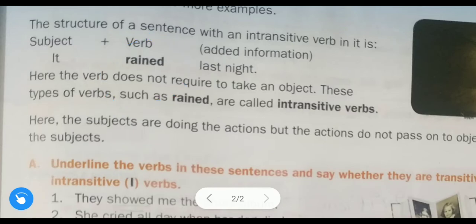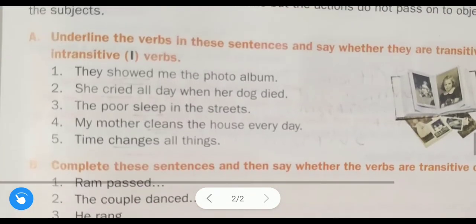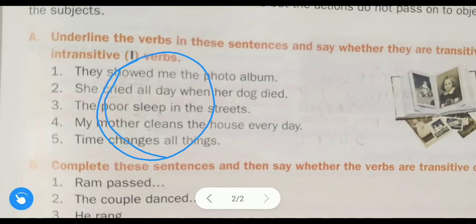Understood? Now we will solve this exercise, then you will understand. Any grammar topic, the hint to understand the grammar topic is to understand the examples, to solve a number of examples. Only with the help of a number of examples will you understand any topic of grammar. So once we discuss this exercise, then you will understand very clearly.